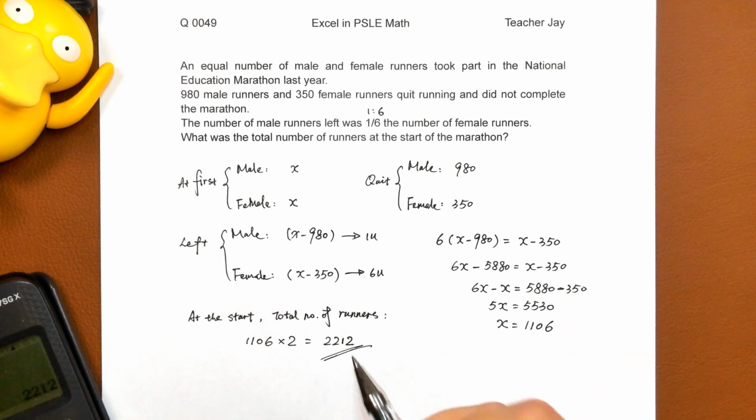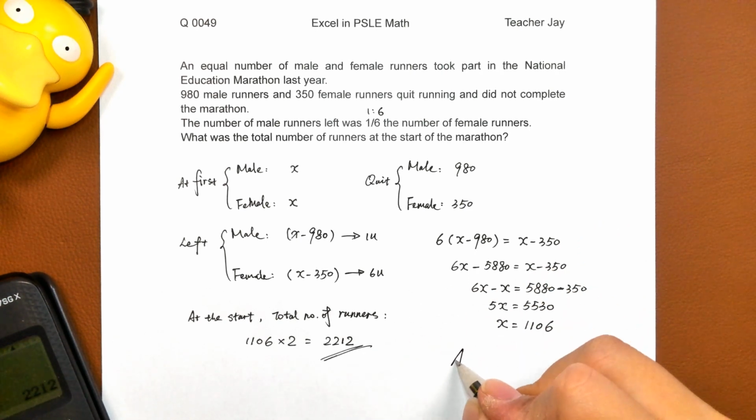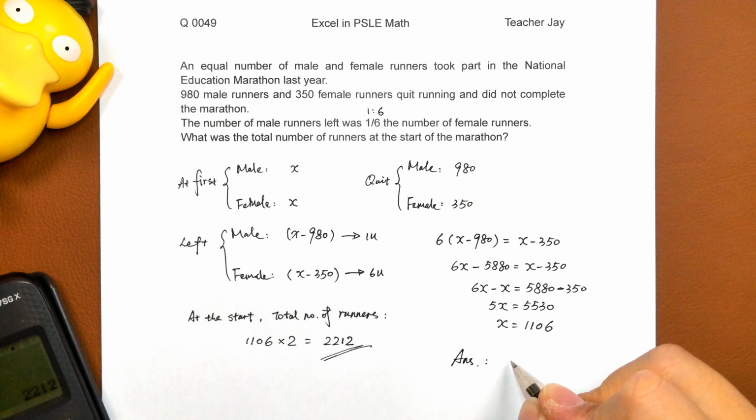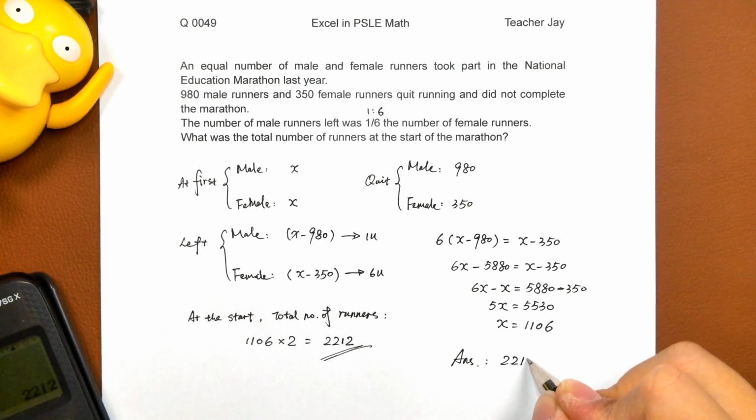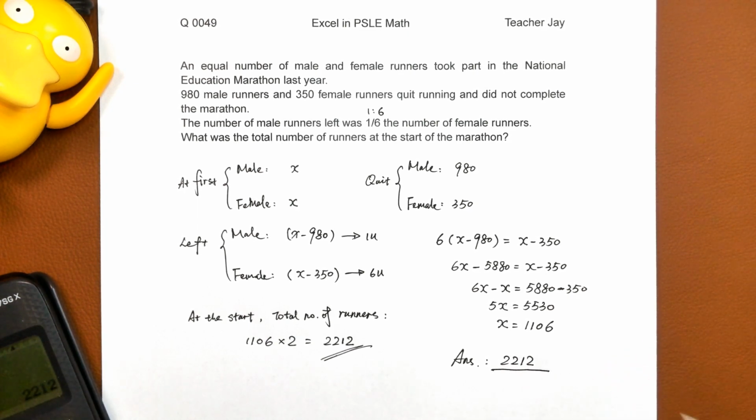Okay. Answer 2212。很有趣的一道题，它分成2个时间点 at the start of the marathon and after that, after a certain number of runners left quit the running, and we find the final number.